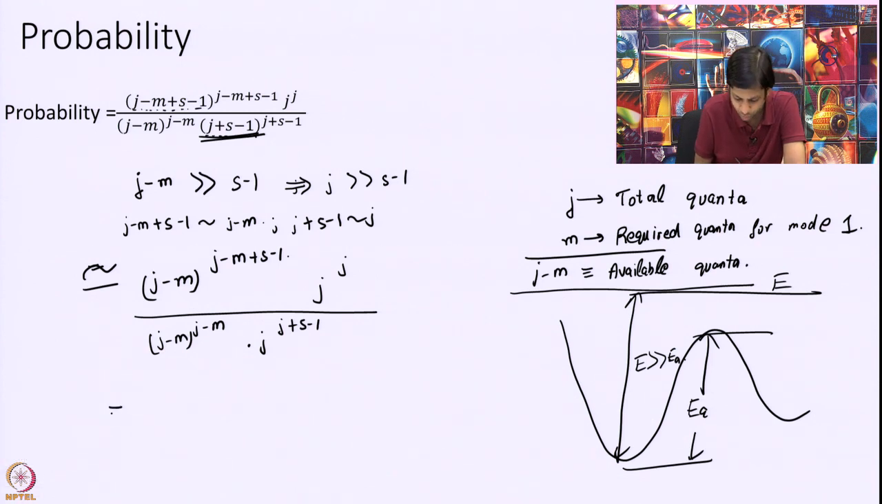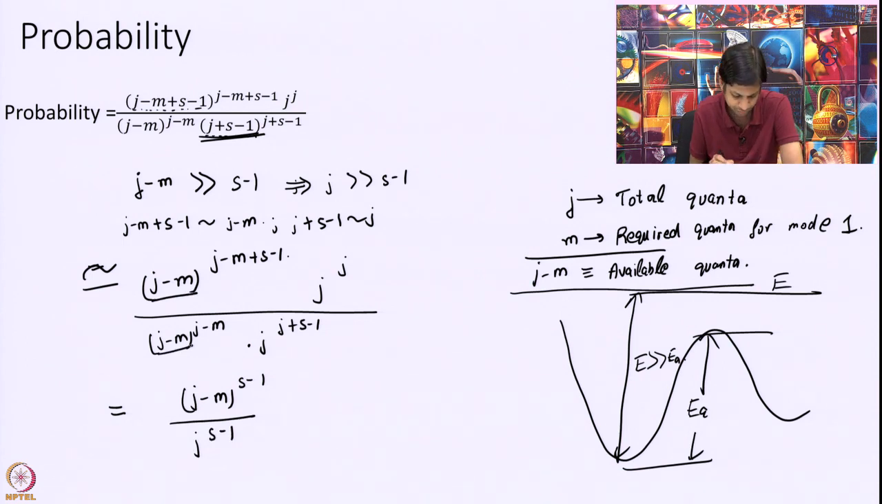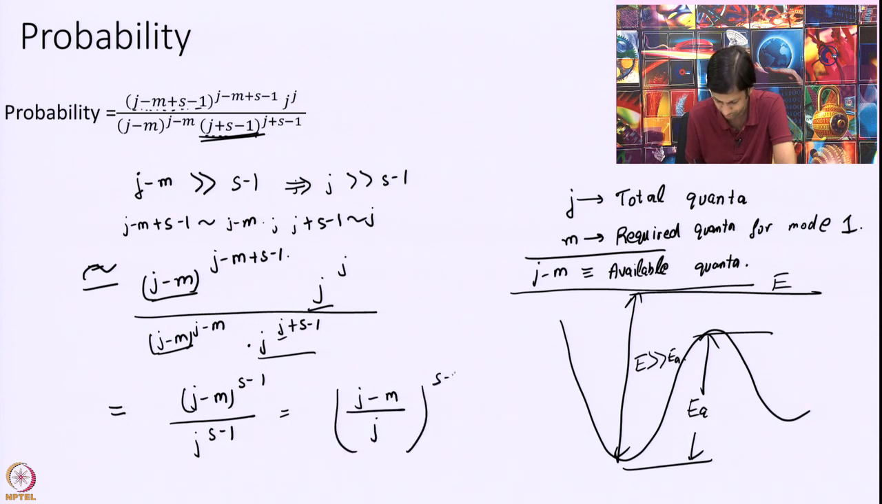So, this is then equal to (J minus M) to the power of S minus 1 divided by J to the power of S minus 1. You notice that this is J minus M, this is J minus M. So, I can take them together and you see J minus M will cancel here. Similarly, this is J to the power of J and J to the power of J plus S minus 1. So, I simplify that. So, I write this is (J minus M) divided by J to the power of S minus 1. So, things have simplified a lot now.